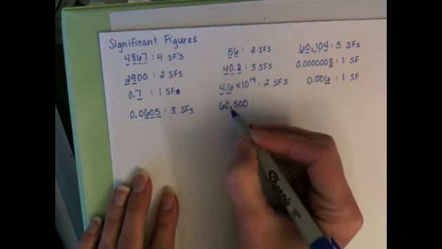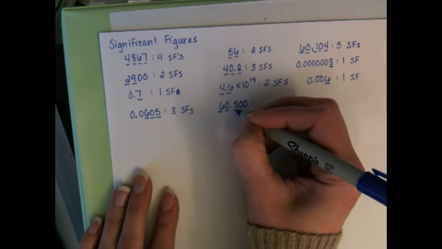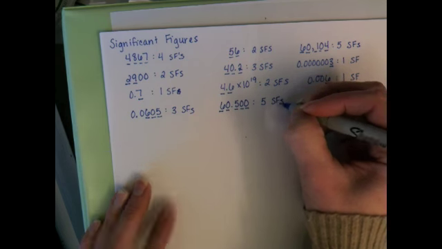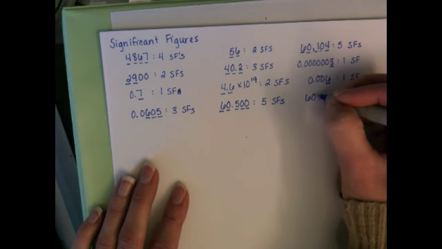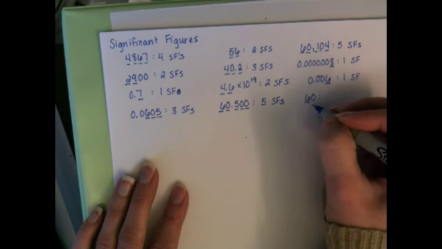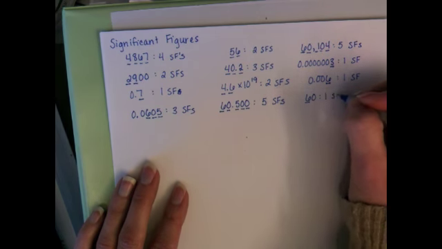60.500. Visible decimal point, we count the first non-zero digit and everything after. This has 5 sig figs. 60. Without a decimal point, we find the first and the last non-zero digit and count everything in the middle. This has only 1 non-zero digit, 1 sig fig.